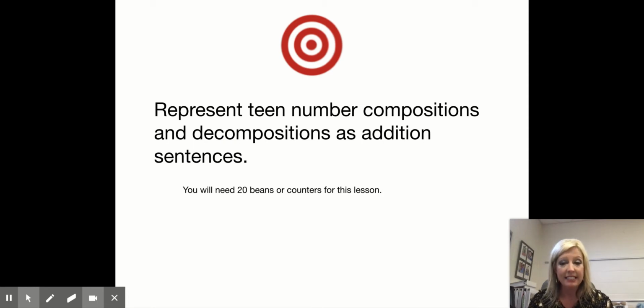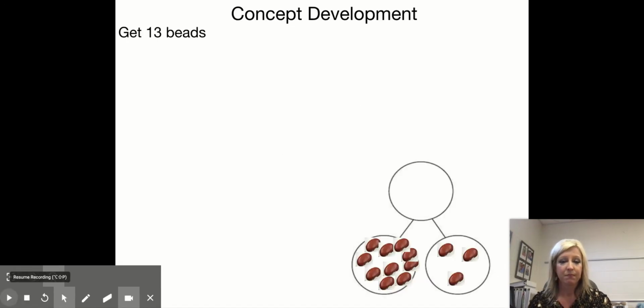For today's lesson, you'll need 20 beans, counters, beads, some sort of manipulative. You will need a pencil and paper or a whiteboard and a dry erase marker. Go ahead and pause the video while you gather your supplies.